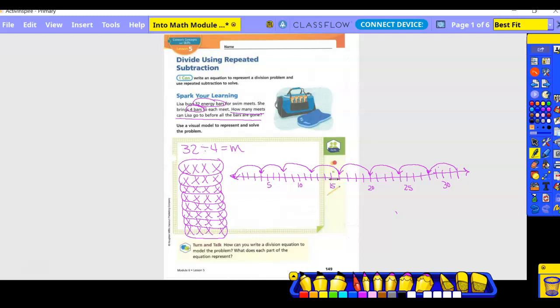And then how many groups or stacks did I have? 8. So I had 8 jump backs. I had 8 groups over here. So my answer is 8 meets.